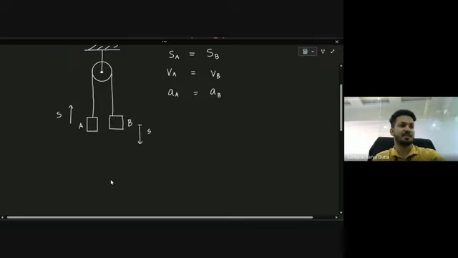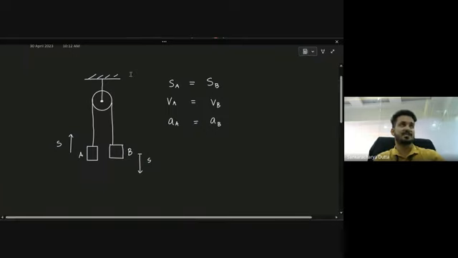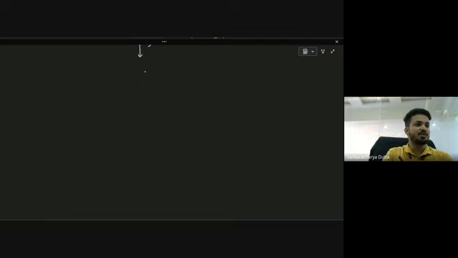This is the constraint relationship here, SA being equal to SB. But always remember, this is the most simplest case. What if, everybody noted this down? Yes, sir. Okay. Let's do a slightly more complicated case where I give you this.